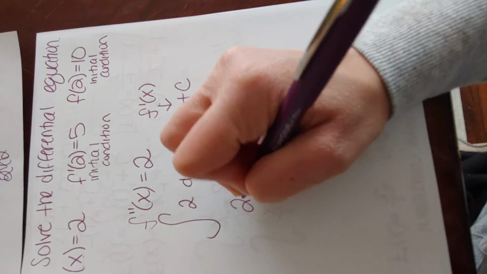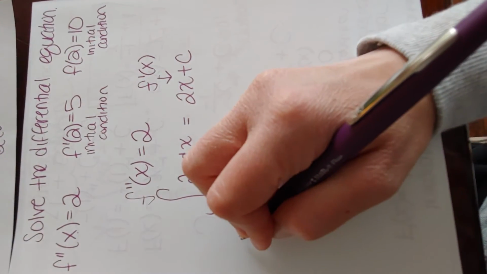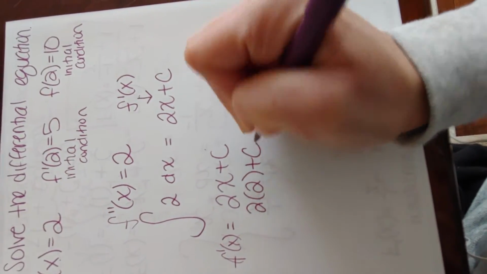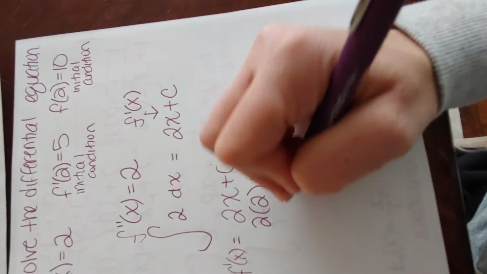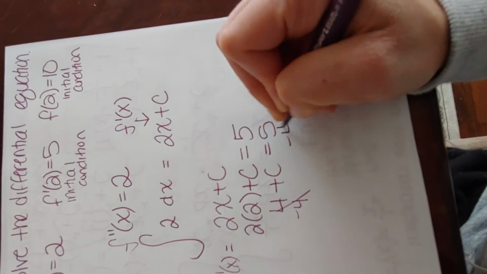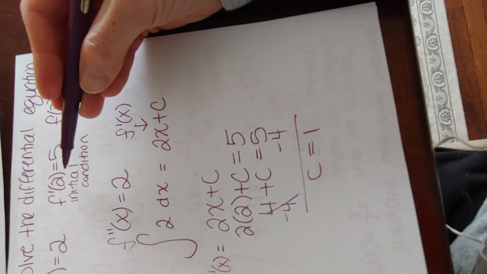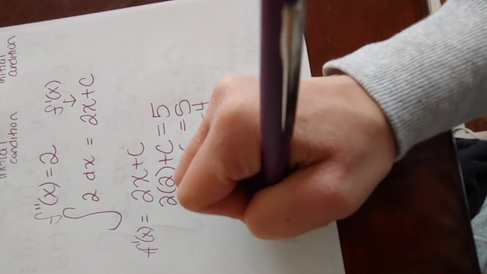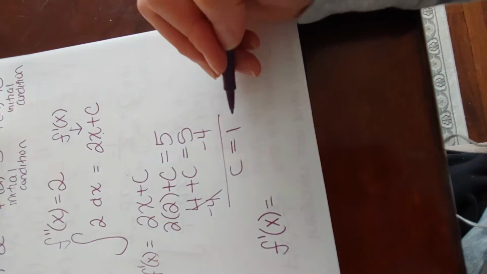So I'm going to take my first derivative. I'm going to plug in 2. So when I plug in 2, I will get 5. So 2 times 2 is 4 plus c equals 5. So my c value has to equal 1. So that means that the particular solution of my first derivative, I'll write it down here, is 2x plus 1.